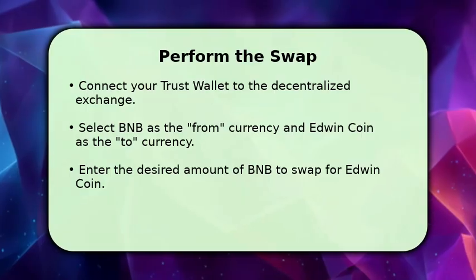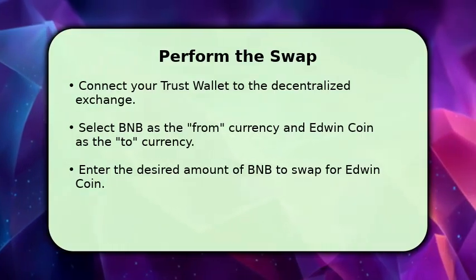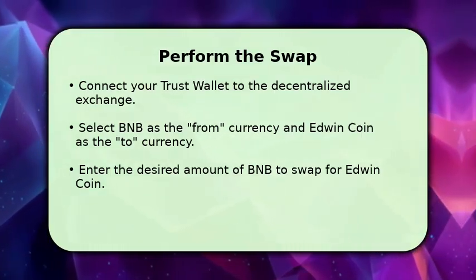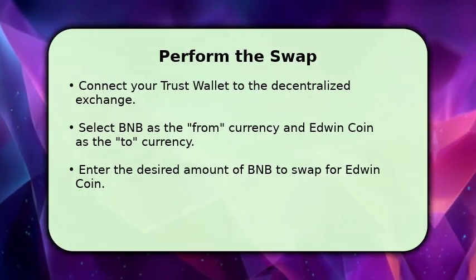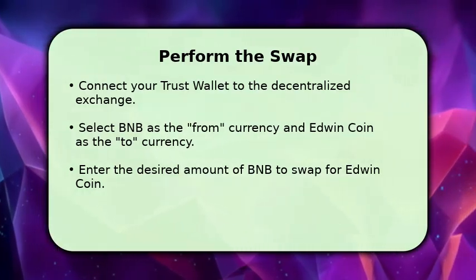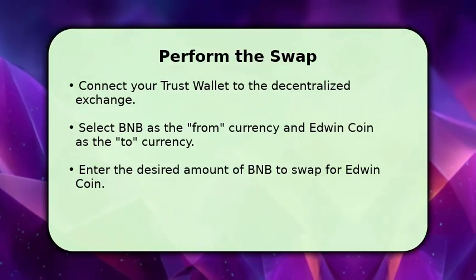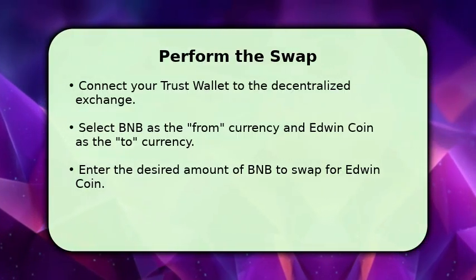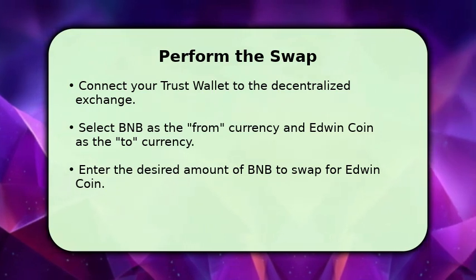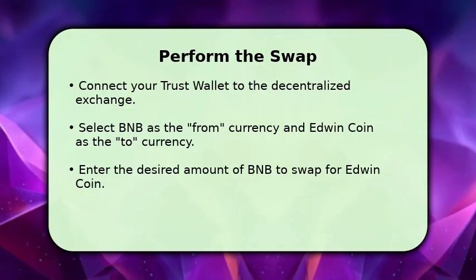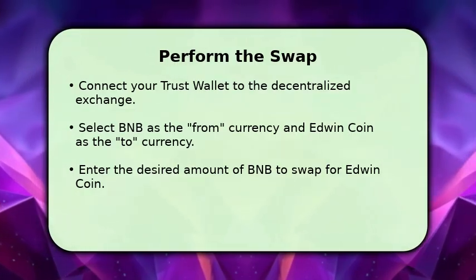Now, connect your Trust Wallet to the decentralized exchange. This step links your wallet to the platform, allowing transactions. Choose BNB as the currency you are swapping from and Edwin Coin as the currency you wish to receive. Carefully input the amount of BNB you want to exchange for Edwin Coin, ensuring it aligns with your investment.